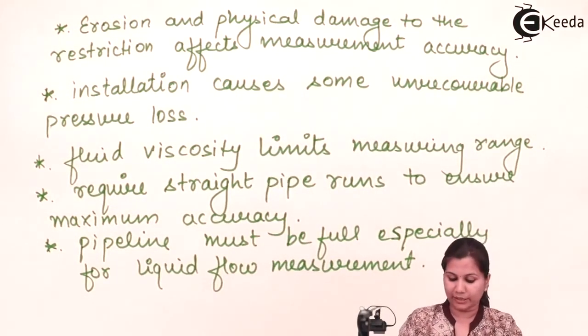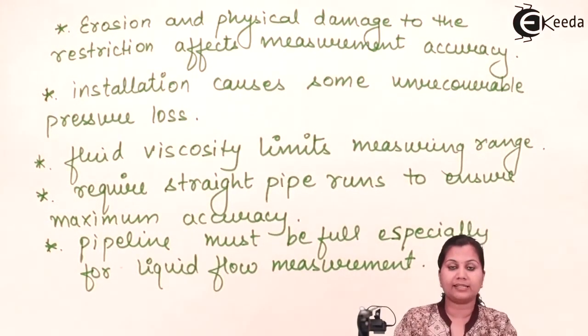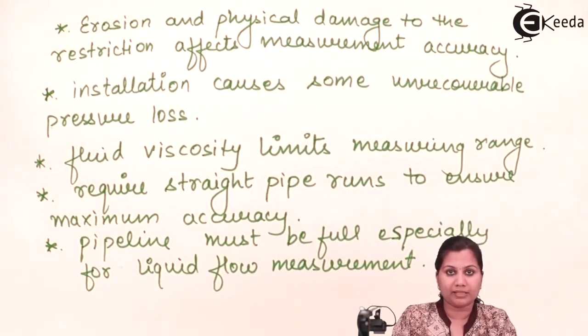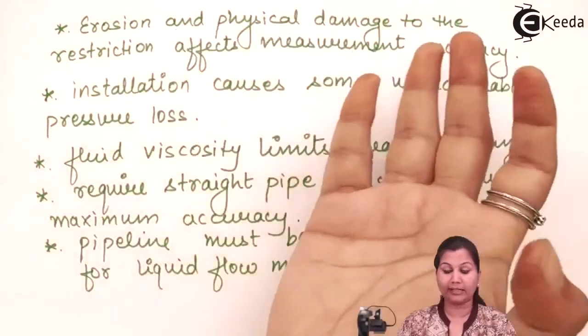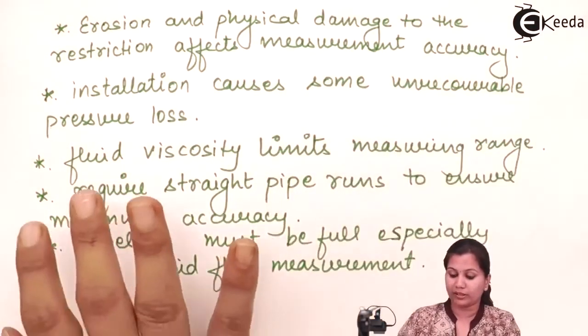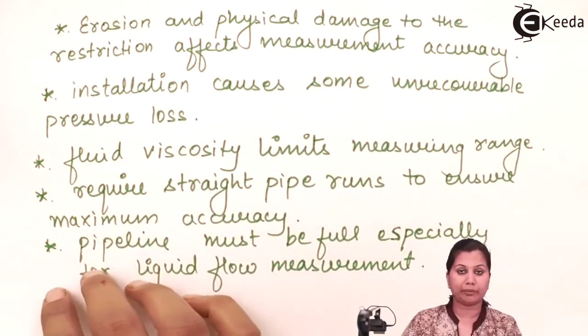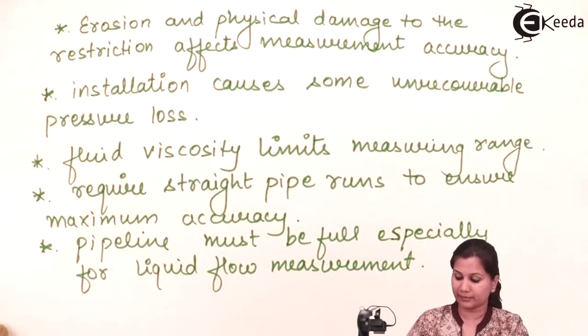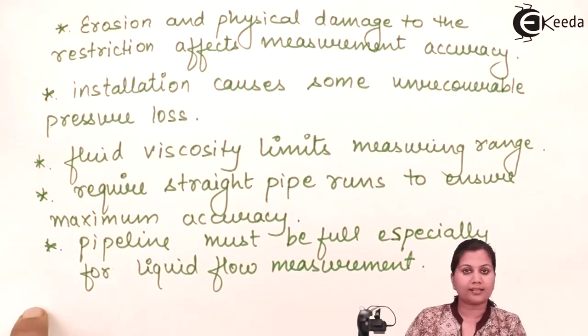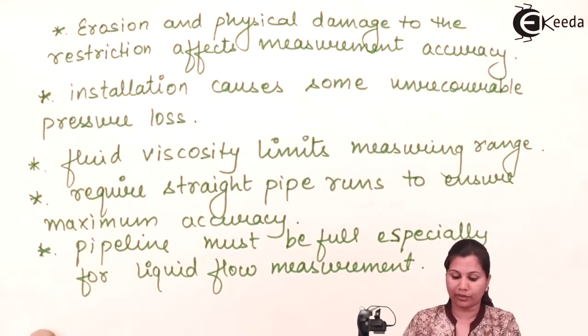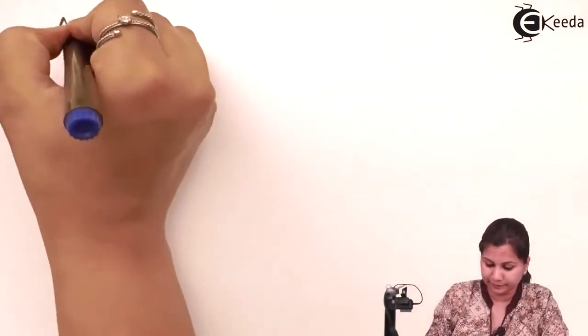So these are the disadvantages of the orifice plates, that their accuracy is less, their rangeability is very low, and they are affected by the environmental factors like erosion and any physical damage. Also, the fluid viscosity, the density, pressure, that also limits its measuring range. So these are some of the disadvantages of the orifice plates. Now comes its applications.